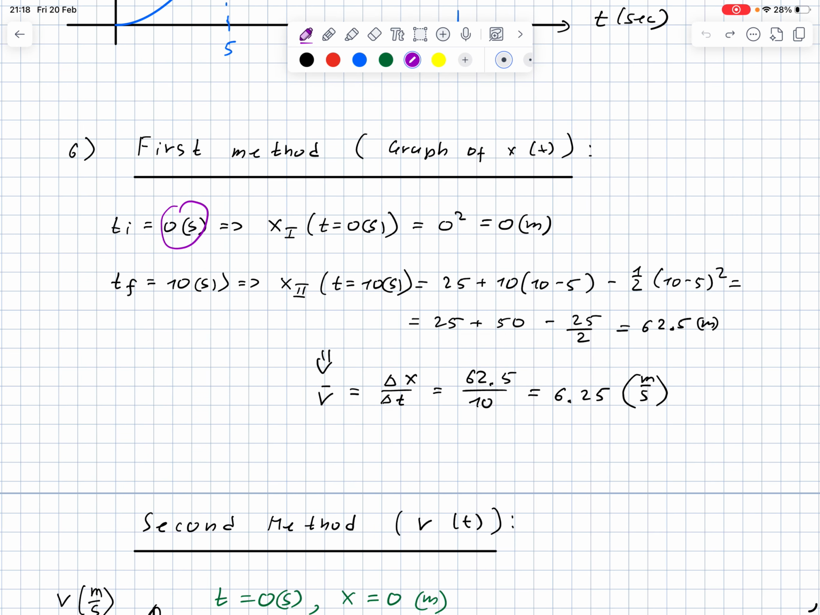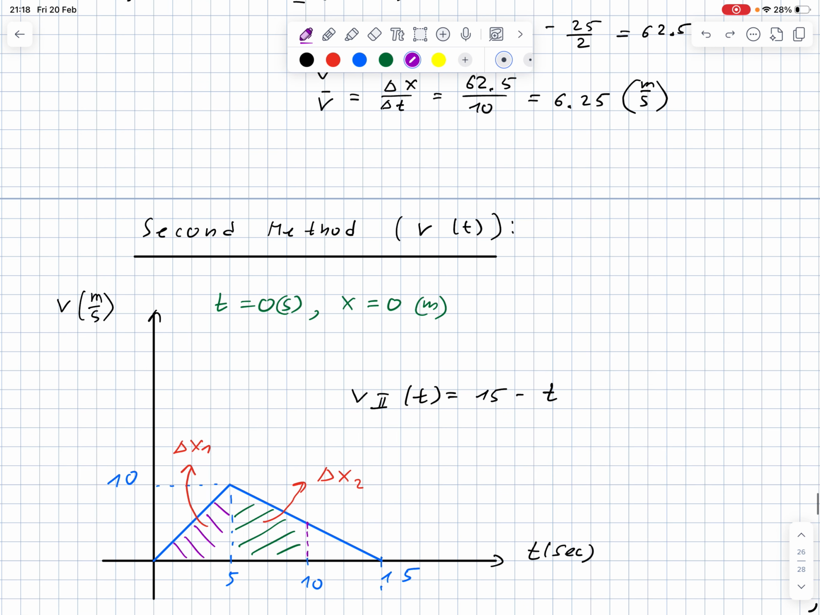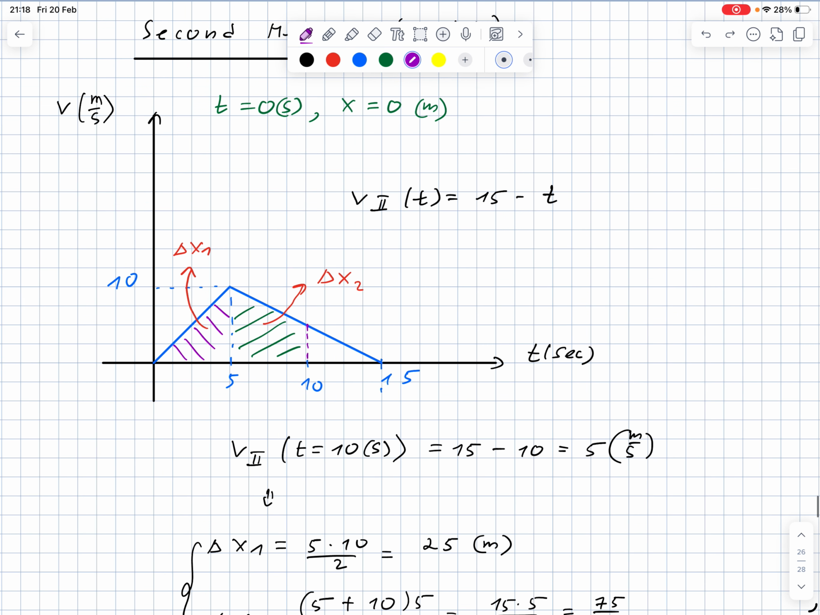Now let's see the second method. We're going to use the area under the function v of t. The initial time of course is 0 and the final time is 10. All this area is actually the displacement, delta x. But this total area is the sum of two smaller areas, delta x1 and delta x2. This one is a triangle, and this one is a trapezoid. Let's try to calculate it.